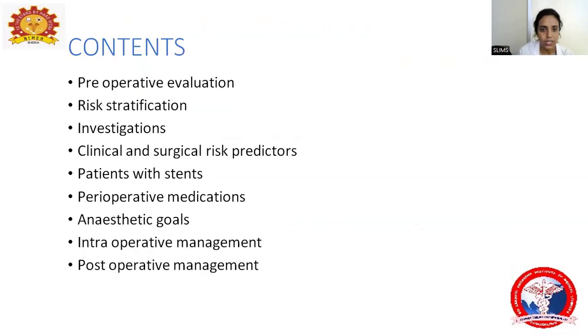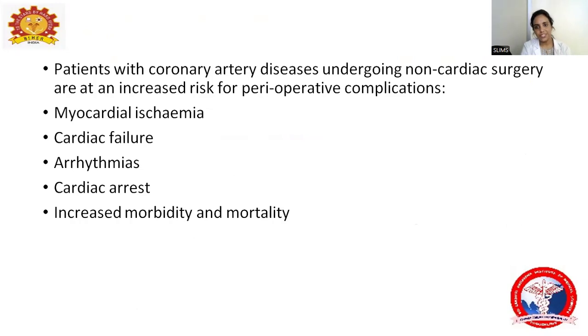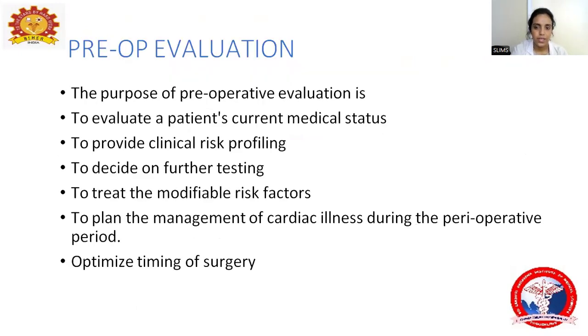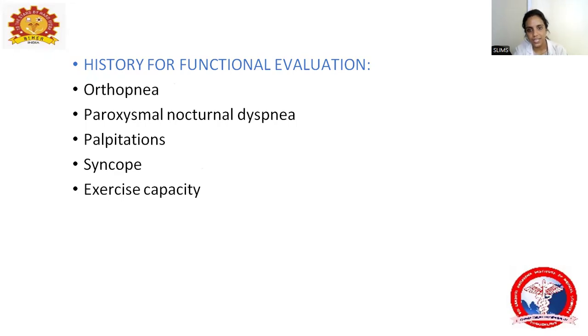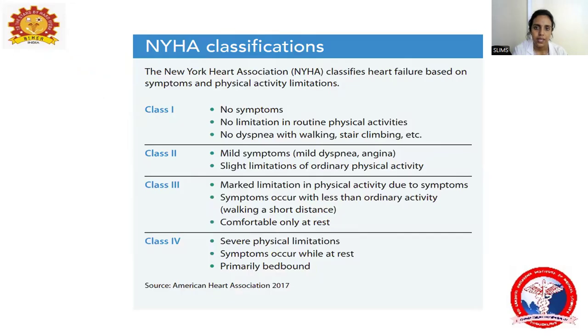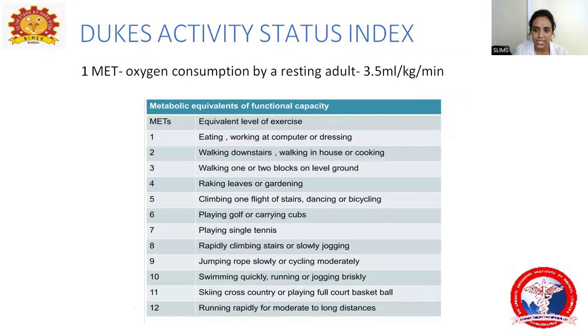So just for some revision, what we saw was a patient with coronary artery disease undergoing a particular surgery. What are the complications we expect? About the pre-op evaluation, what is the purpose of a pre-operative evaluation in these patients? What history will you be taking, and the history for functional evaluation? What are the symptoms and signs the patient has? We also saw the NYHA classification and the Duke's Activity Status Index.